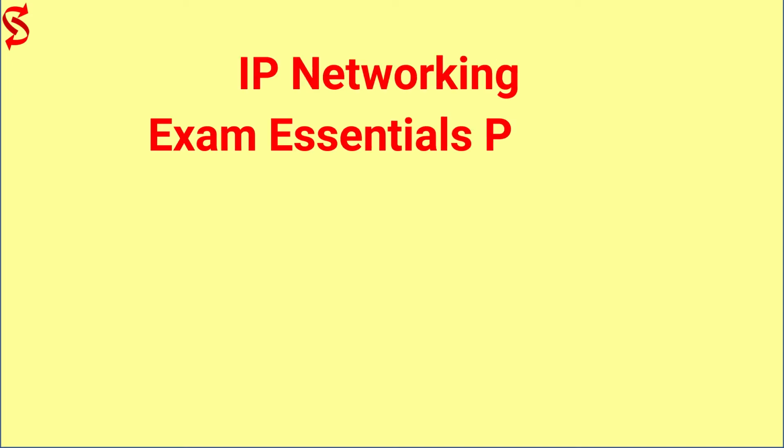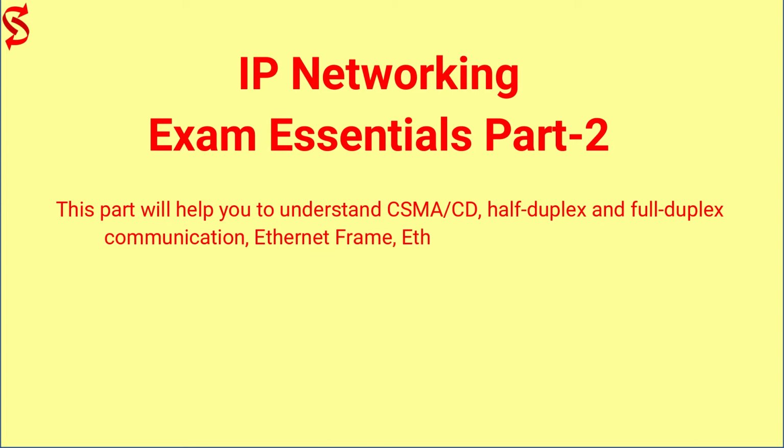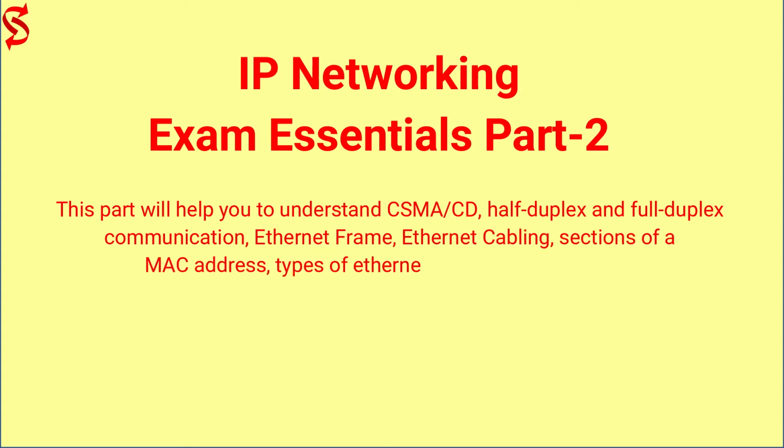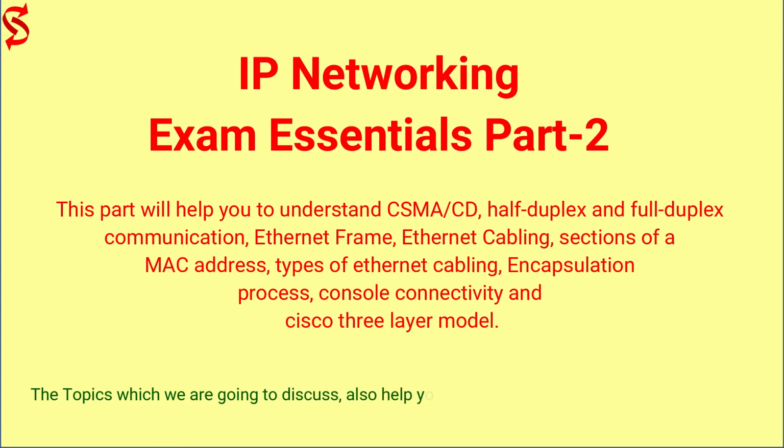Today we are going to discuss IP Networking Exam Essential Part 2. This part will help you to understand CSMA/CD, half-duplex and full-duplex communication, Ethernet frame, Ethernet cabling, sections of MAC address, types of Ethernet cabling, encapsulation process, console connectivity and the Cisco 3-layer model. The topics which we are going to discuss also help you for your exam and interview preparations.